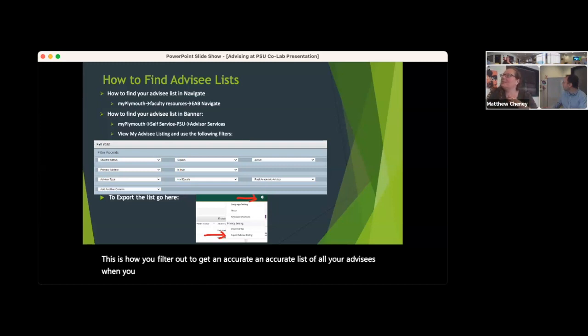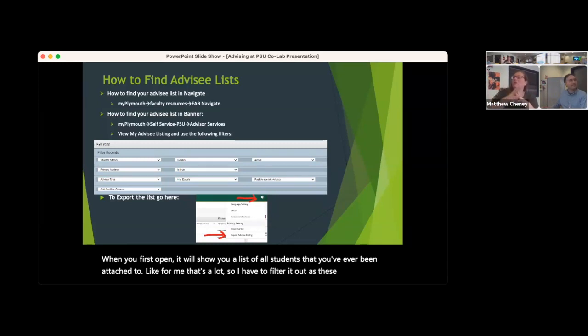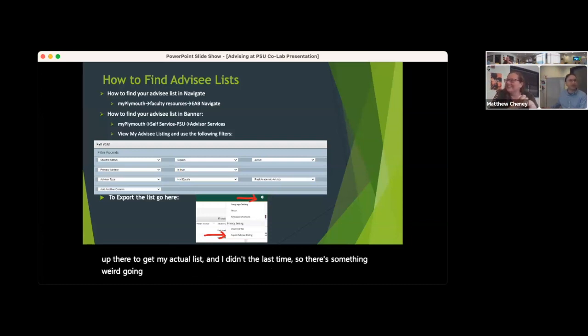When you first open it, it will show you a list of all students that you've ever been attached to. For me, that's a lot. So I have to filter it with these filters to get my actual list of advisees. I didn't have to the last time, so there's something weird going on with it. Apparently they're making it easier, but they haven't caught Kelsey up yet on that.